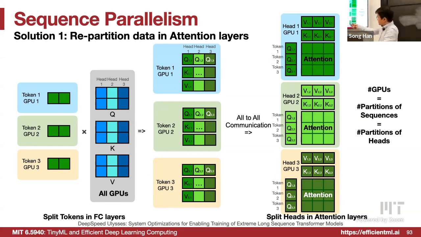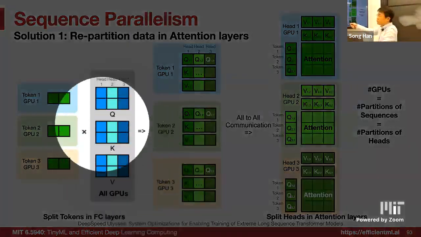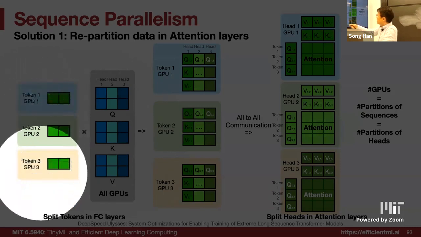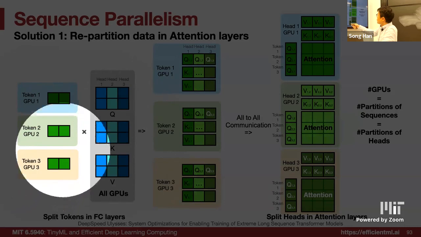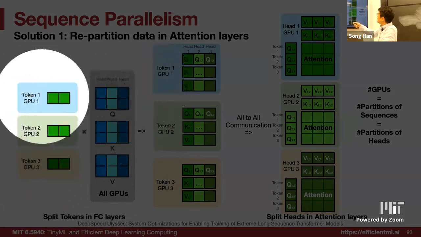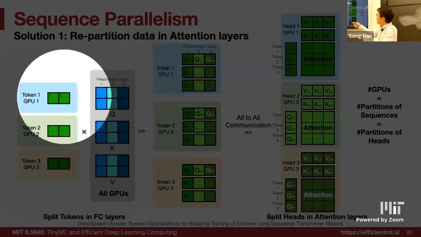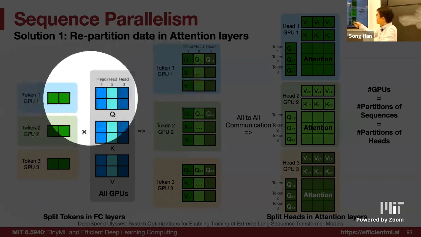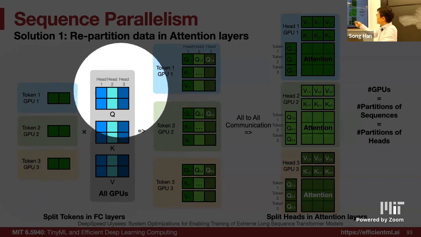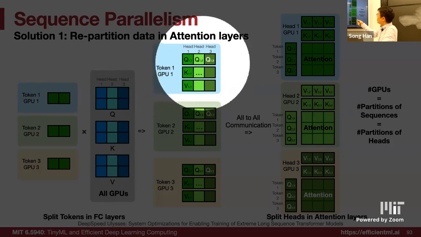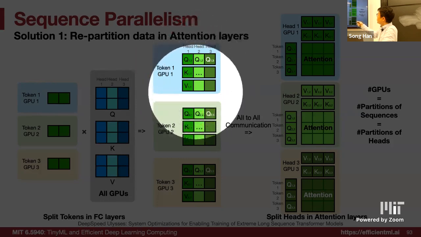Let's see. So this is a QKV transformation matrix. We have 3 tokens, just use that as an example: 1, 2, 3, and we feed token 1 to GPU 1. Token 1 is 1 by 2, the transformation matrix is 2 by 3, so the result will be 1 by 3. 1 by 3 for the Q, 1 by 3 for the K, 1 by 3 for the V.